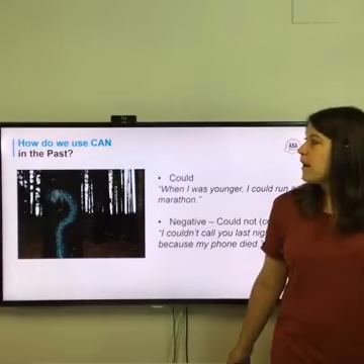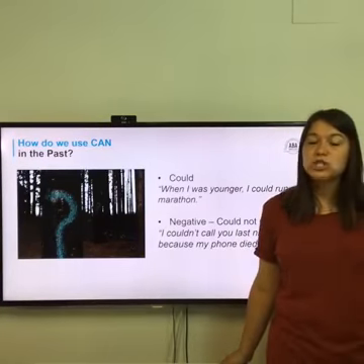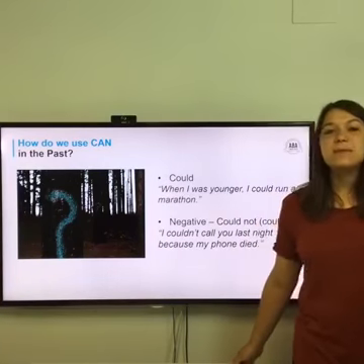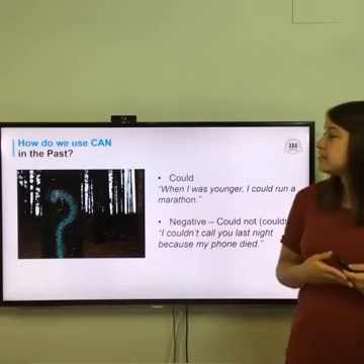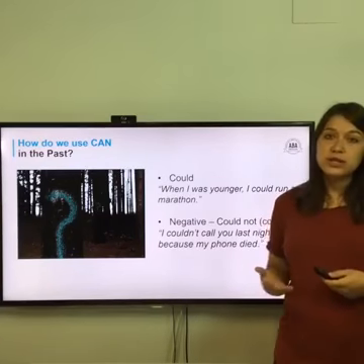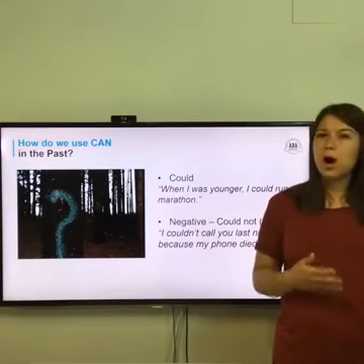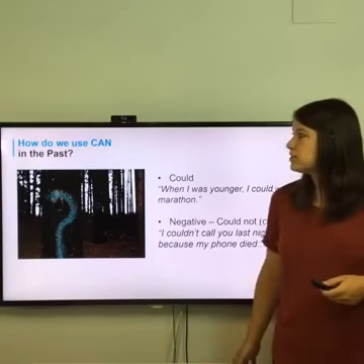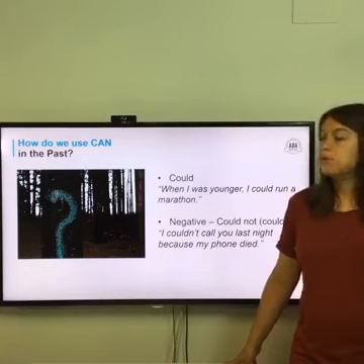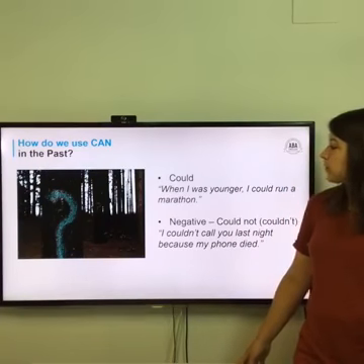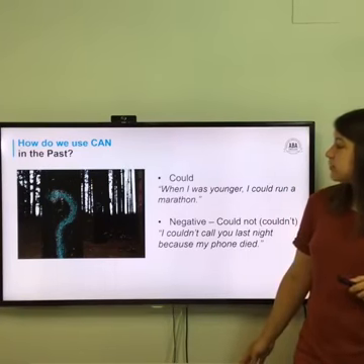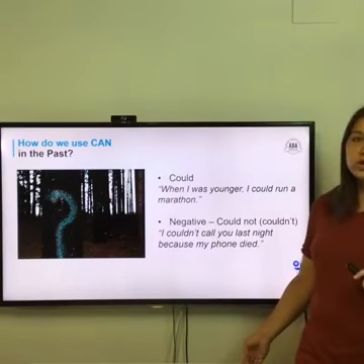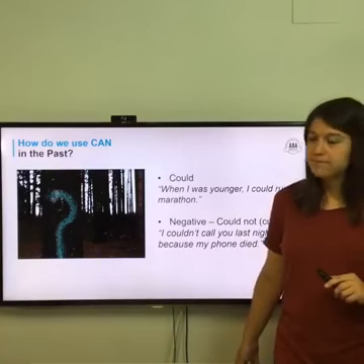Now let's talk about the verb can, which is actually to be able to. Okay? The past simple of can is could, but there is no participle. There is no participle for the verb could. It's actually to be able to. So for example, let's look at an example of could in the past. When I was younger, I could run a marathon.